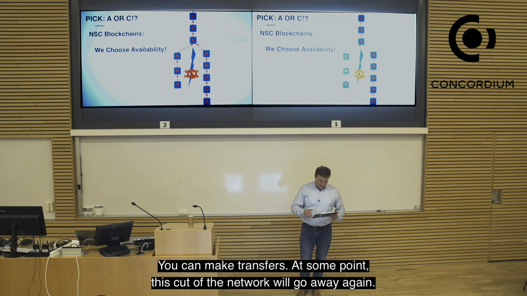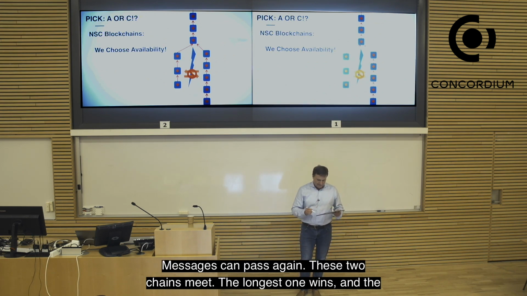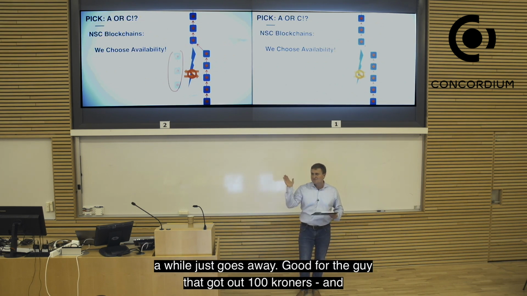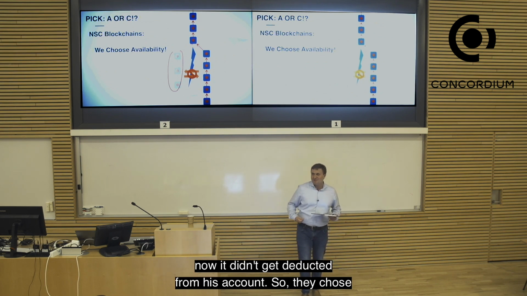At some point, this cut of the network will go away again, messages can pass again. These two chains meet, the longest one wins and the short one goes away. So everything that ever happened over here in the US for a while just goes away, okay? Good for the guy that got out 100 kroners, right? And now it didn't get deducted from his account.